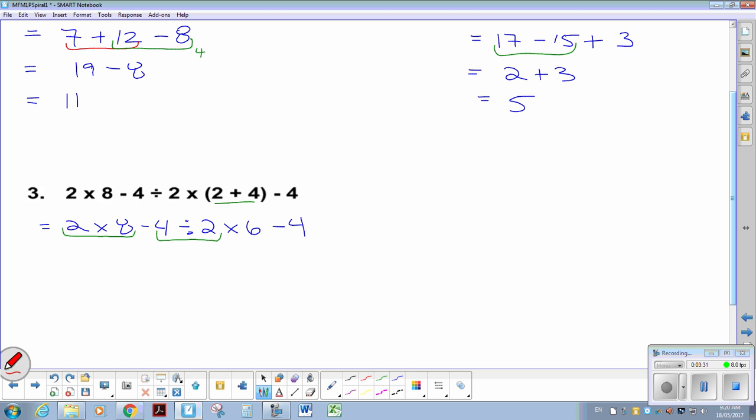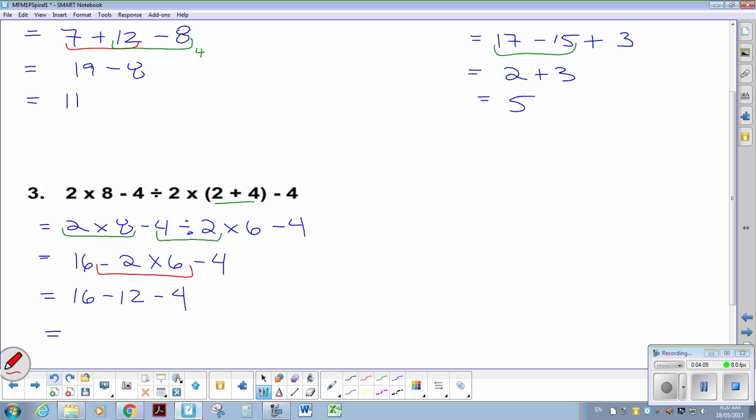And here's what I was talking about. I cannot do 2 times 6 until I do this, okay? So here's an example where I can't do all the multiplication and division in one line, all right? So 2 times 8 is 16. Negative 4 divided by 2 is negative 2 times 6 minus 4. I still have multiplication involved, so I still have to deal with that. So now it becomes 16, take away 12, take away 4.